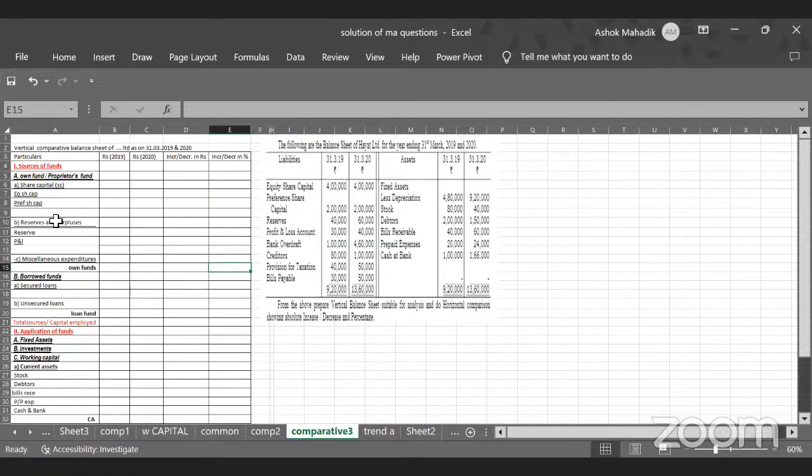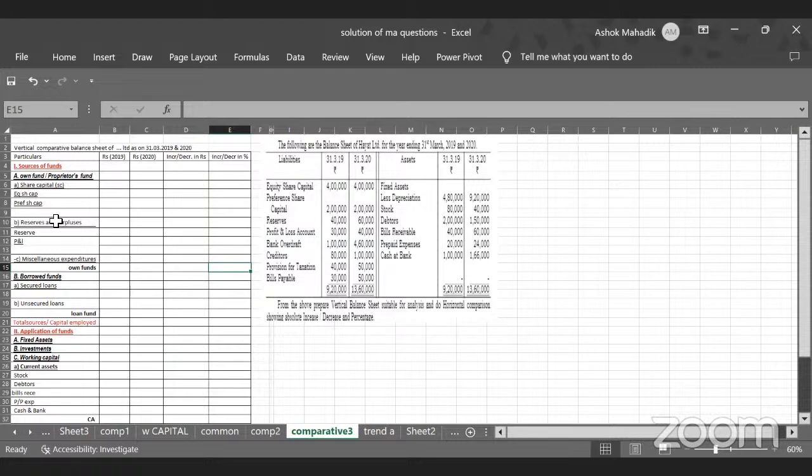Whenever you have to make a comparative balance sheet, you draw the format, particulars, and 4 amount columns. 2 amount columns are already given in the sum, 2 more you need. The third one is for increase or decrease in rupees, and the fourth one is increase or decrease in percentage. Clear? Okay. Now, as I told you, the balance sheet will have 2 sides.